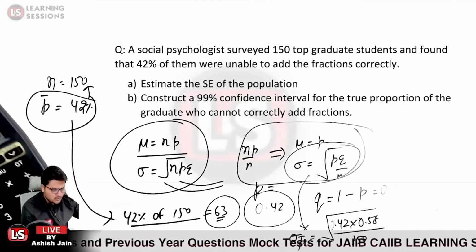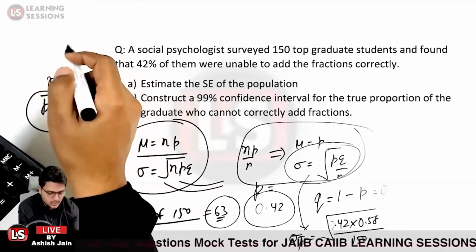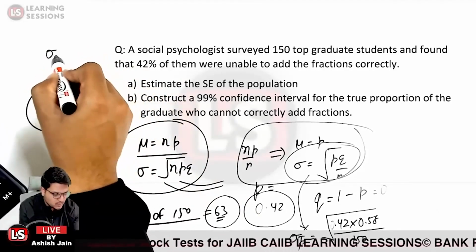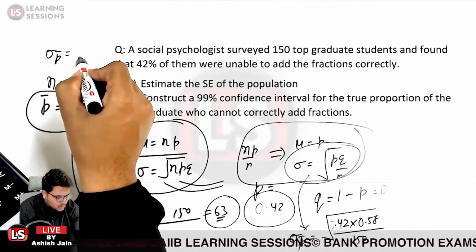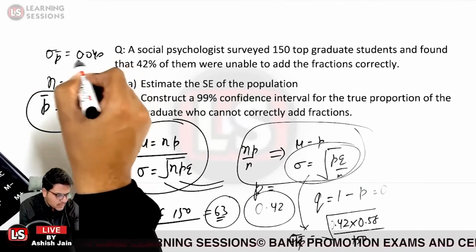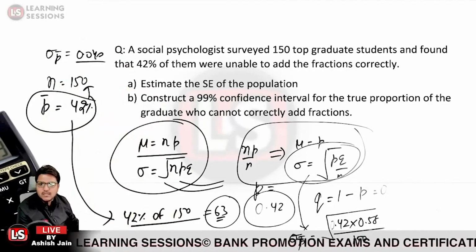0.040. So I'm just writing it over here on the top so that you do not get confused. So it is equal to sigma P bar, it is equal to 0.040. So that is the value over here.